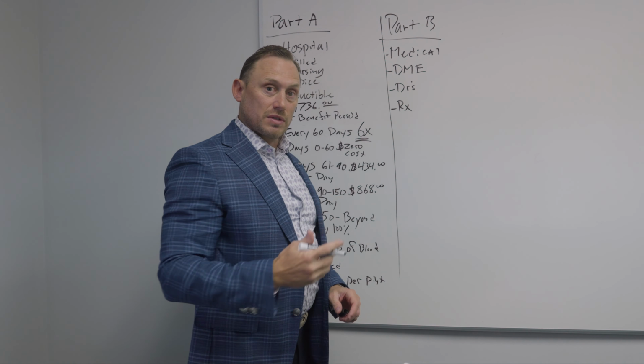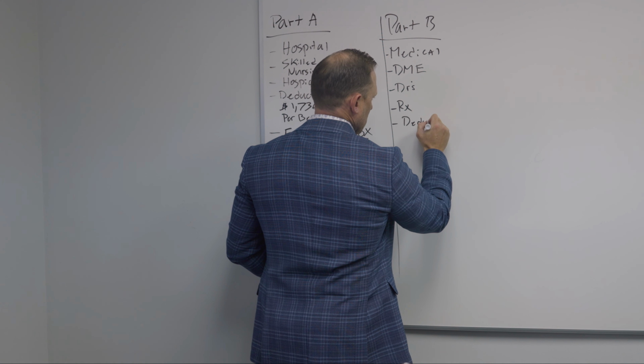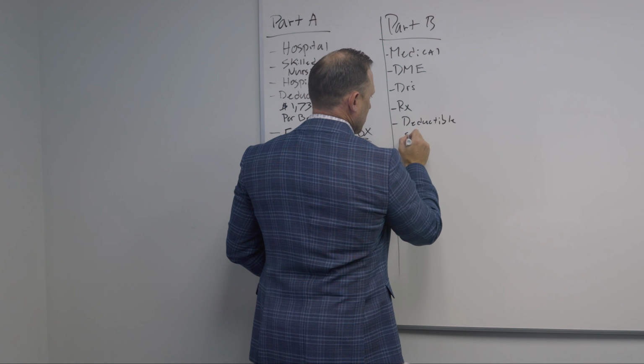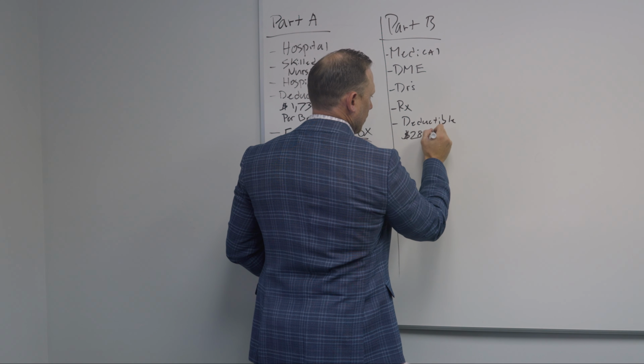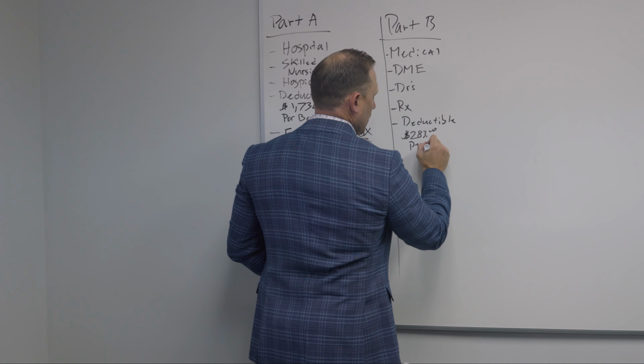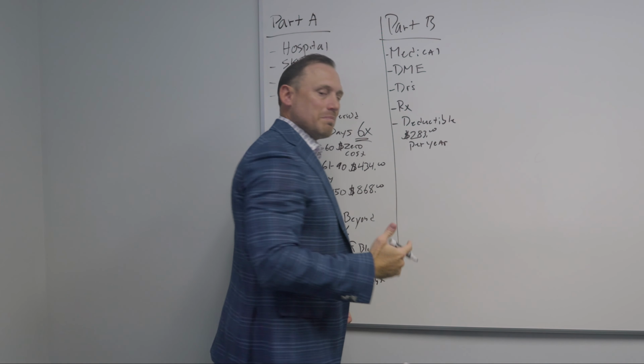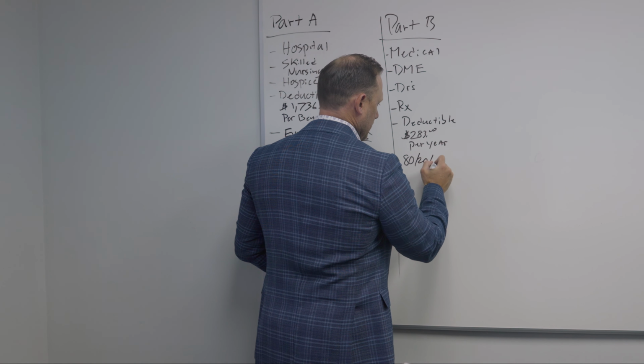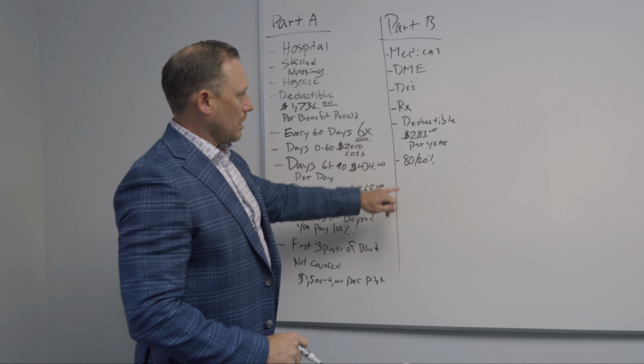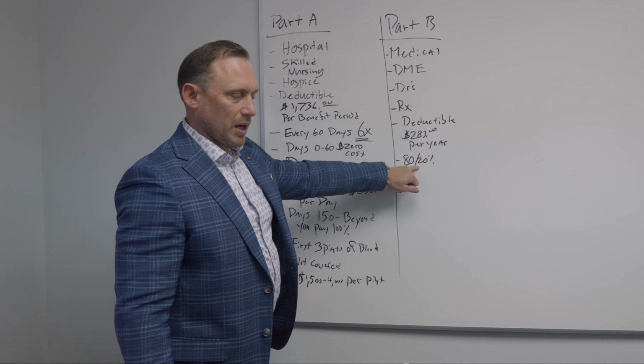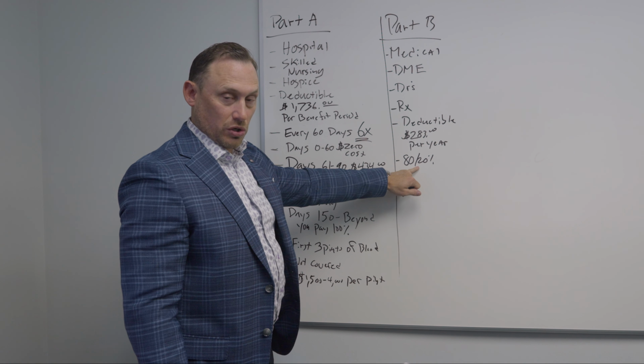Now, Part B has its own deductible, and this deductible is $283, and this is per year, not a benefit period, again, per year. So if this deductible is met in January or February, you no longer have any other deductibles. Now, Part B does have an 80-20 co-insurance. So after you meet your deductible, you are responsible for 20% for Part B services.